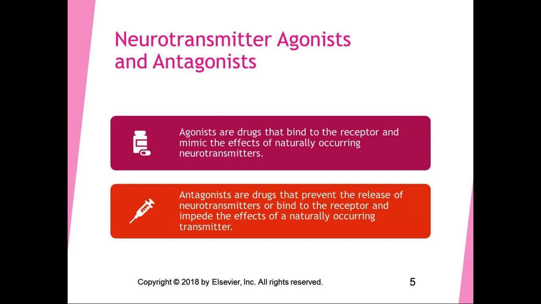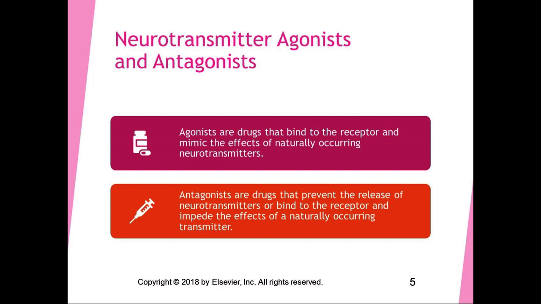A lot of the drugs that we use for treating different things are neurotransmitter agonists or antagonists. Agonists are drugs that bind to the receptor and mimic the effects of naturally occurring neurotransmitters. So L-DOPA, or Sinemet is the brand name, is a drug that mimics dopamine in the brain and mimics the effects of the naturally occurring dopamine that is not being made by your brain when you have Parkinson's.